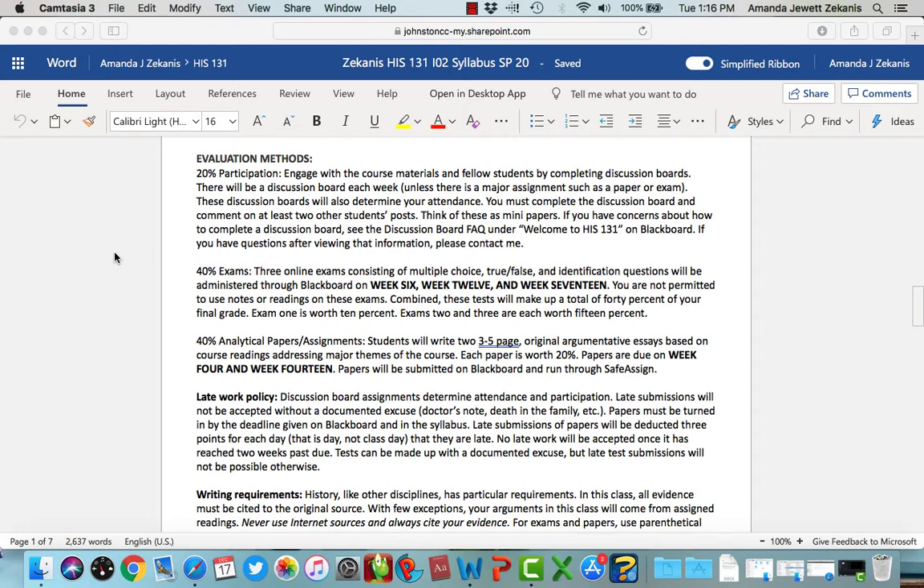Those are due by 11:59 p.m. on Friday nights. And I want you to think of these as mini papers. And I've got a handout for you under the Welcome to History 131 tab on Blackboard. And it's a discussion board FAQ. And it ranks things in the order of importance. So take a look at that. And then if you still have questions, let me know.